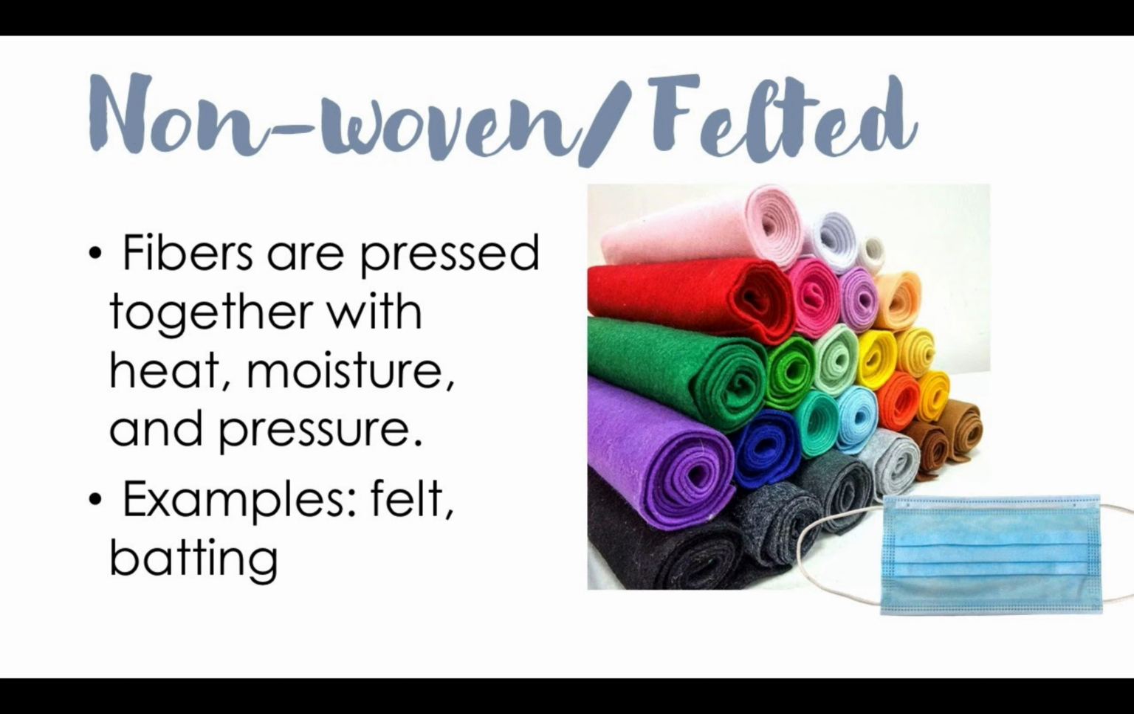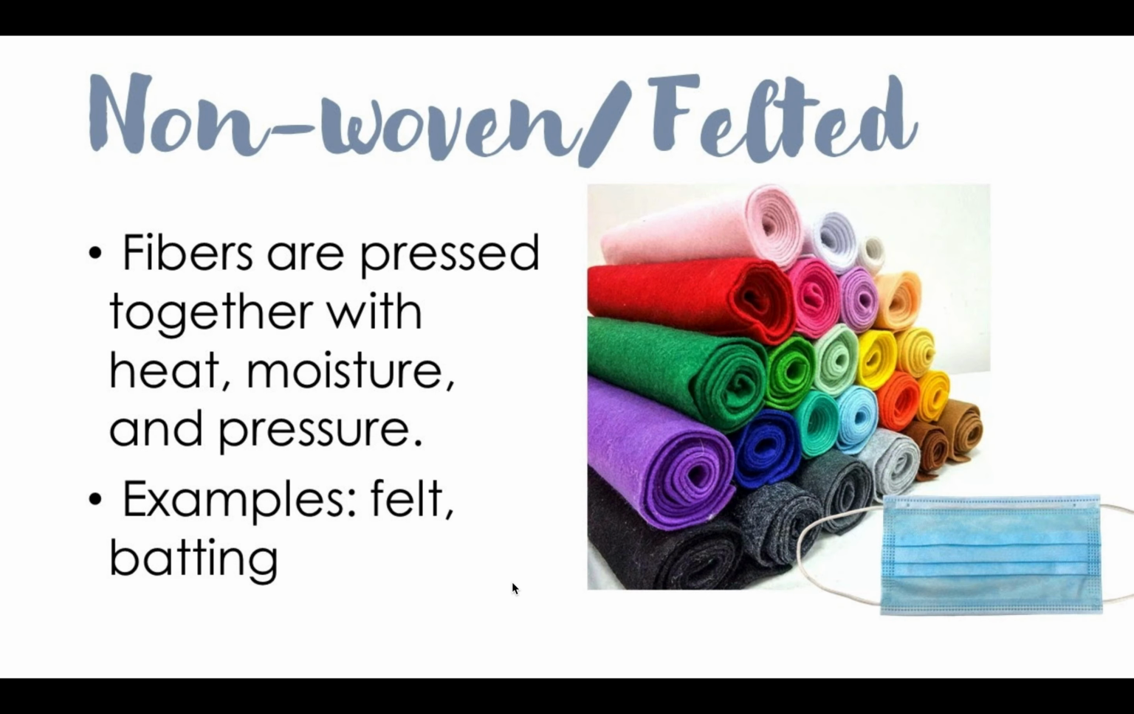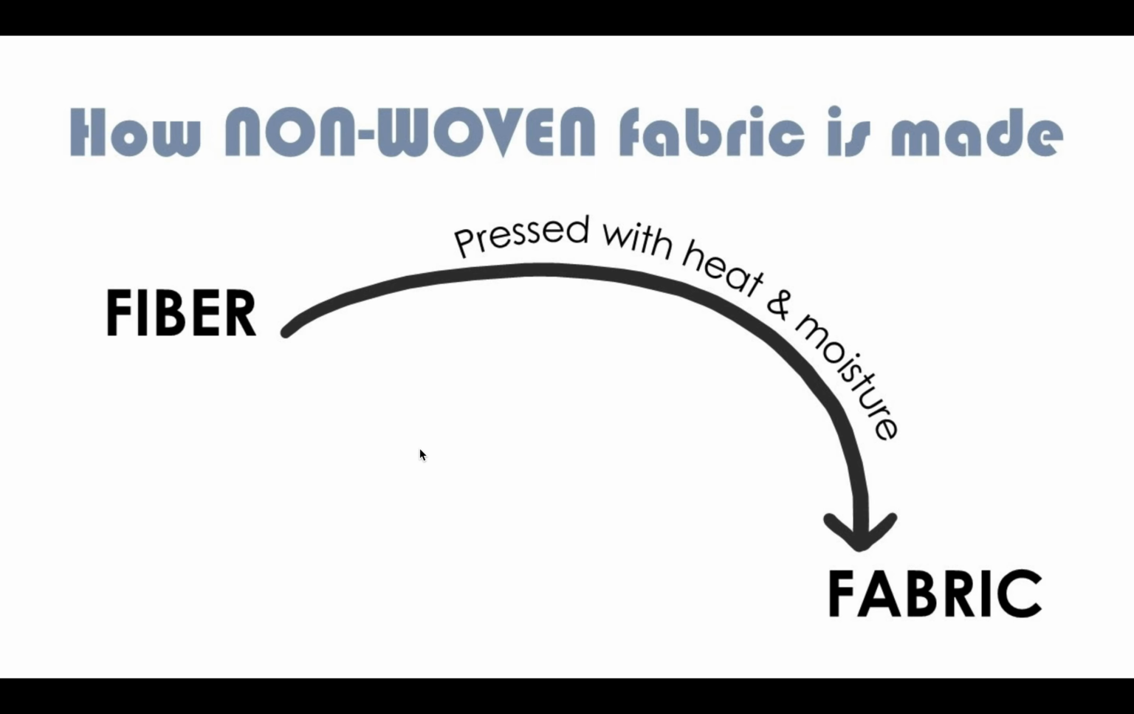So non-woven fabric is made by fibers that are pressed together with heat, moisture, and pressure. Examples of this would be felt and batting. And if we go back here, it's just kind of chaos. It's really crazy. The fibers don't have any order to them. They're just pressed together. So they're going to go from a fiber, which is just like a little strand, to fabric with no other step. You're just going to use pressure, heat, and moisture to get there.